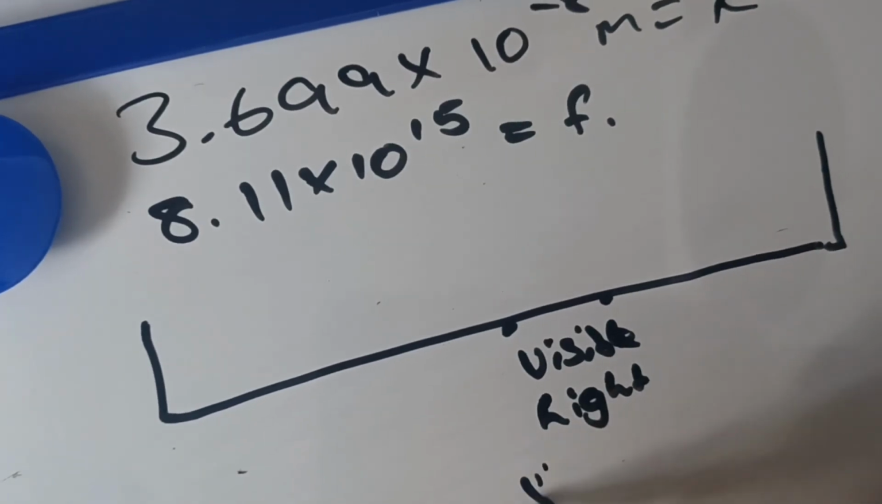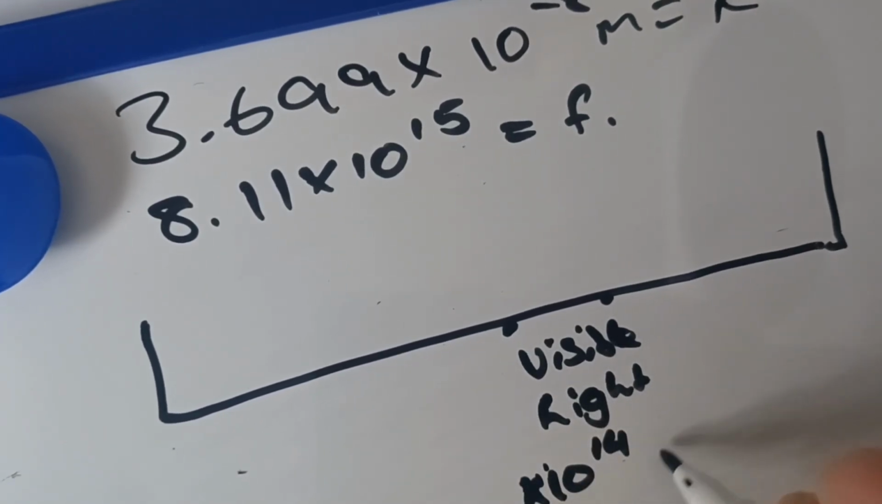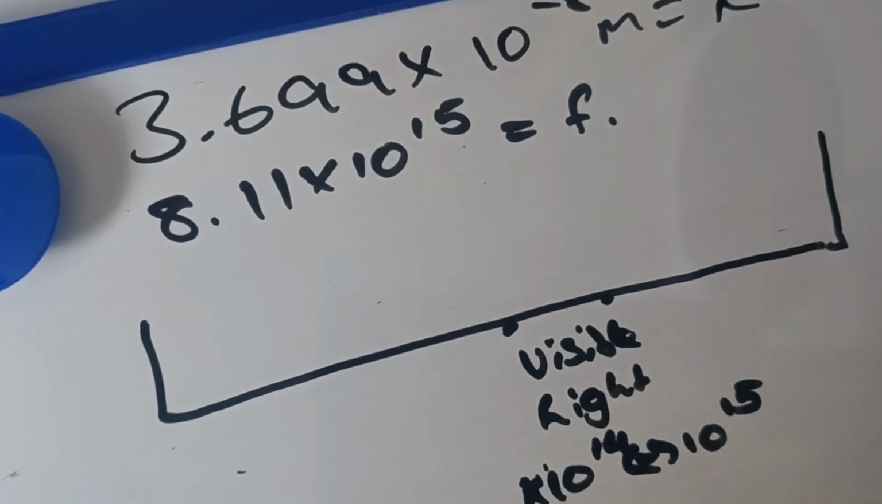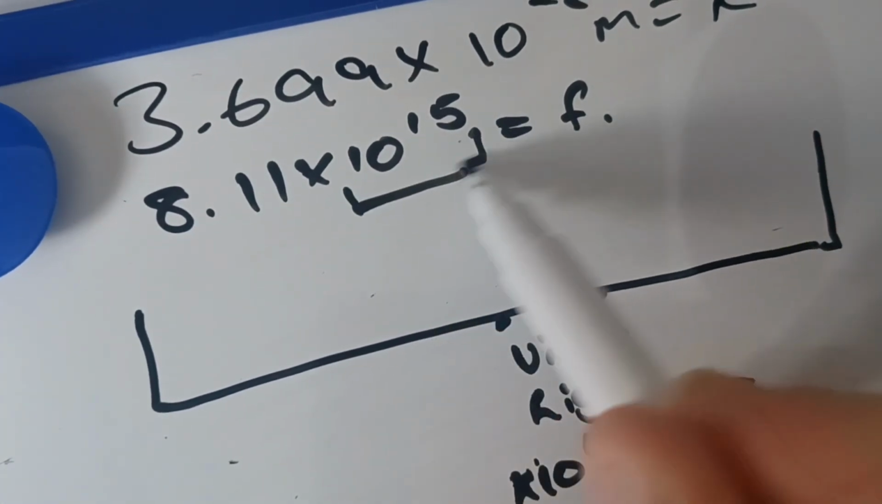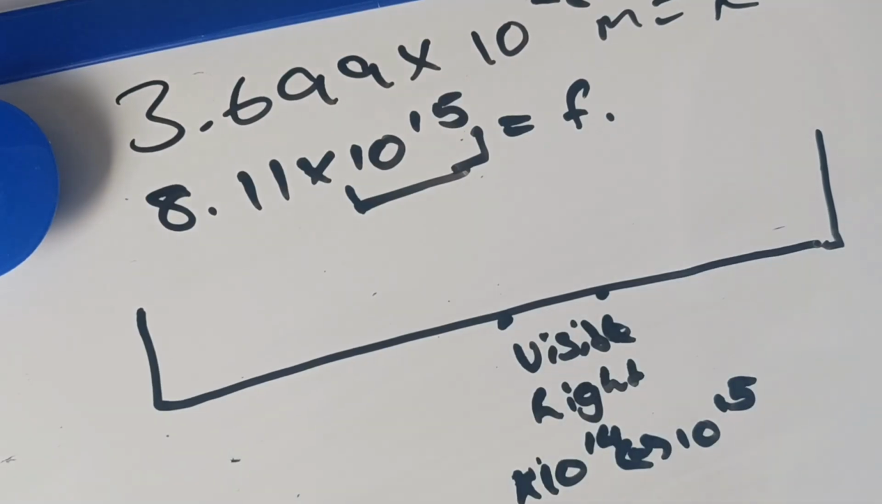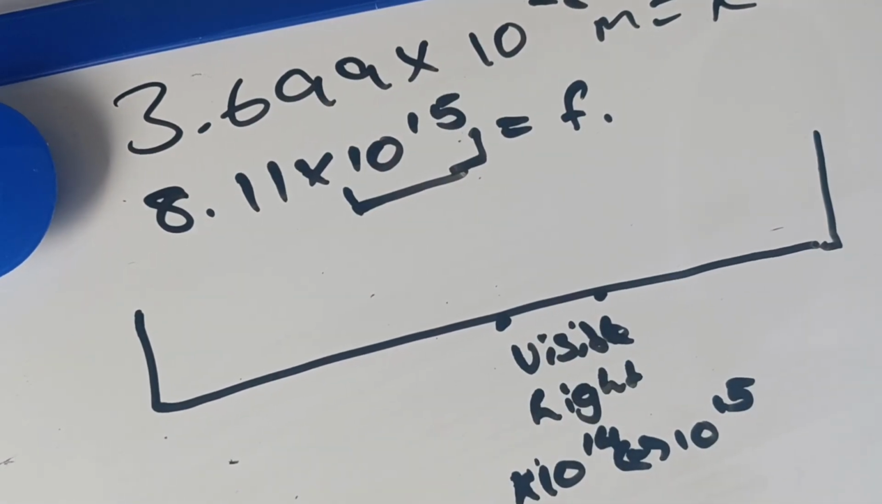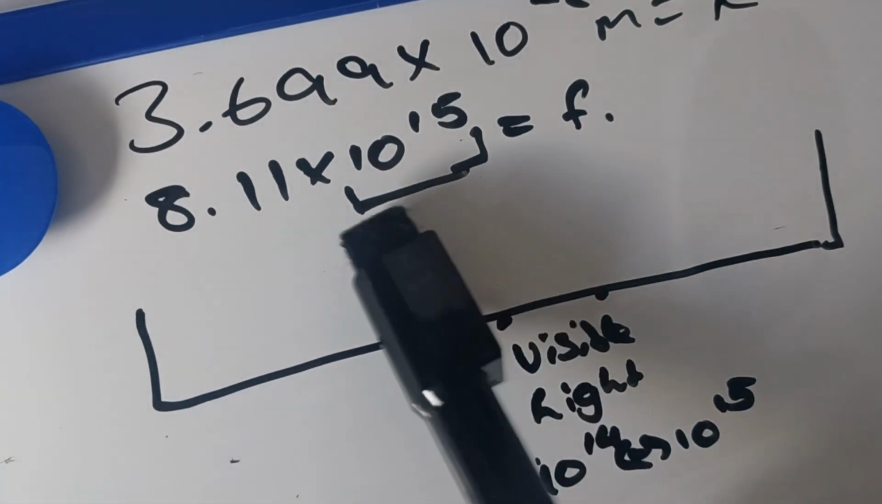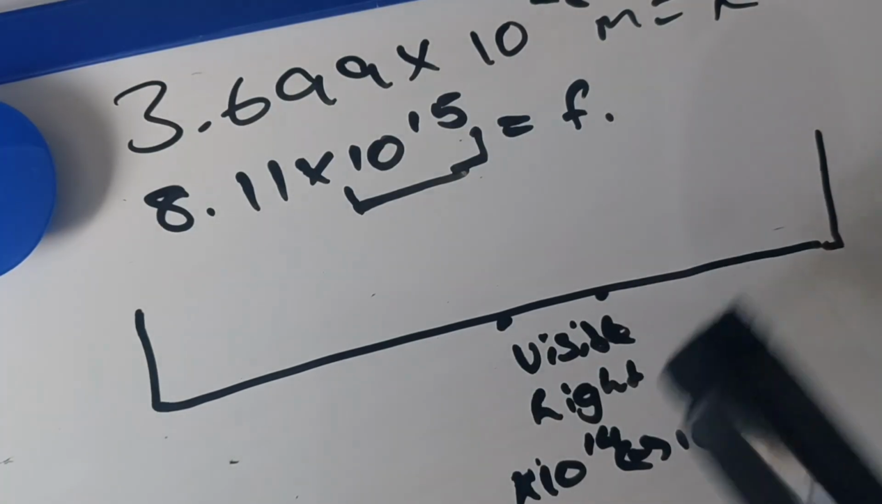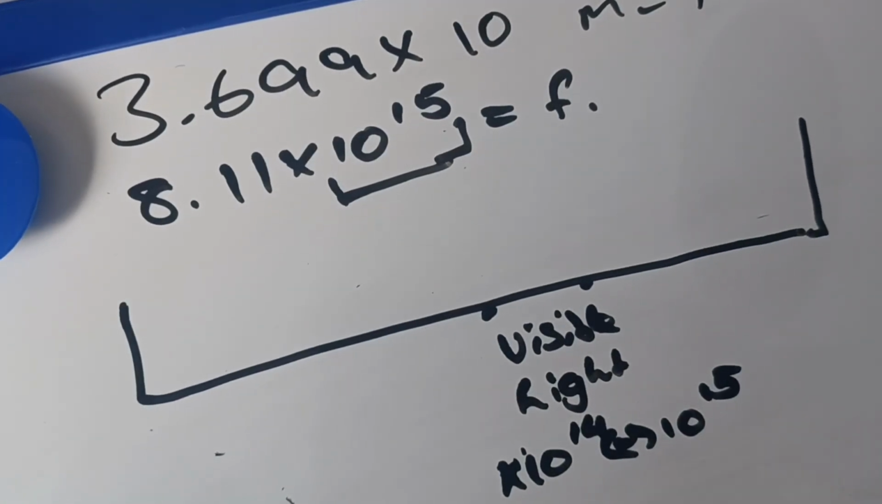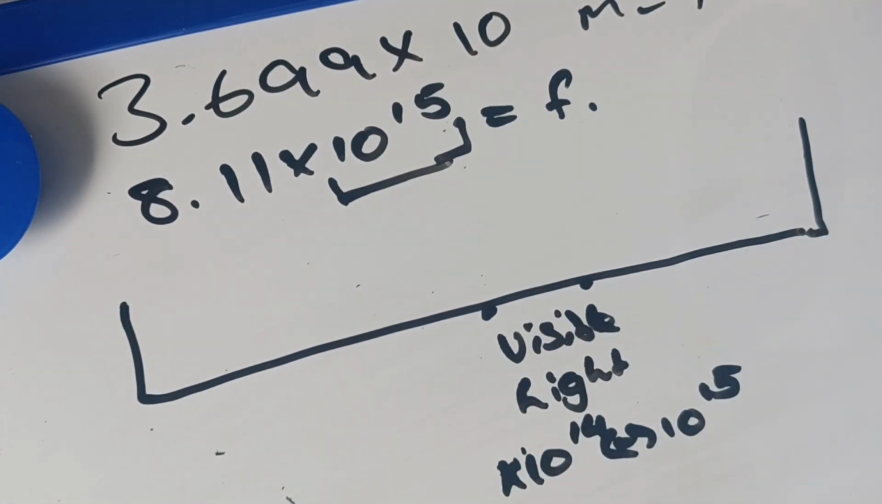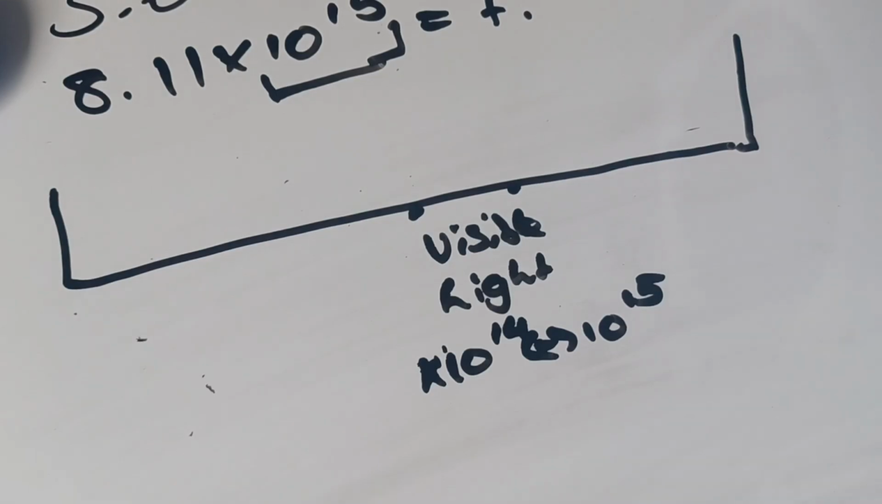And this is between times 10 to the 14 and times 10 to the 15, which is where we are at. So this would be visible light, just because of obviously how much the frequency is, and as that's what the scale produces. So that would be the answer to the second question, giving us 1 mark.